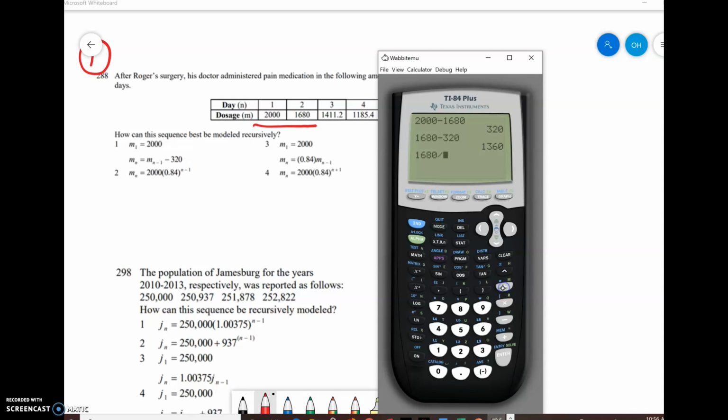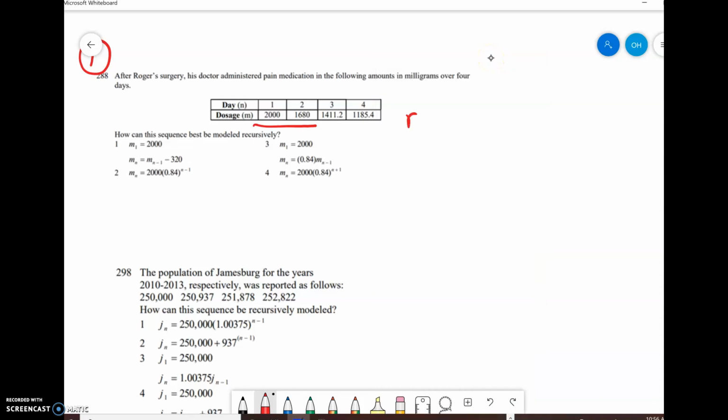So if I take 1680 and I divide that by 2000, then I get 0.84. And the question is, if I do 1680 times 0.84, do I get the same thing? Do I get the next term? And the answer is yes. So this is geometric. Okay, so I'm going to minimize this. So my common ratio is 0.84.